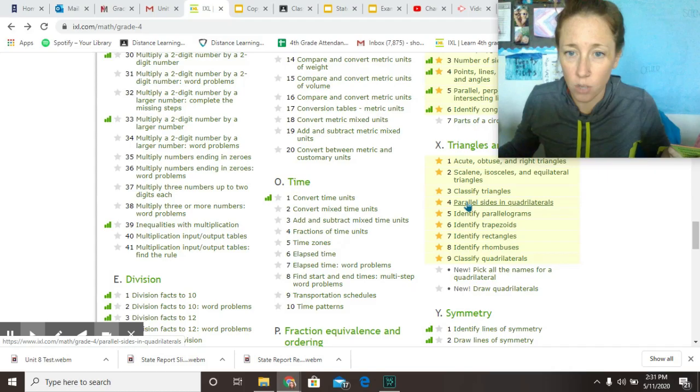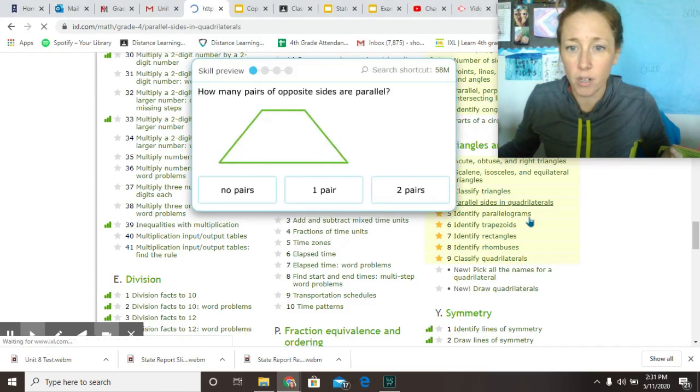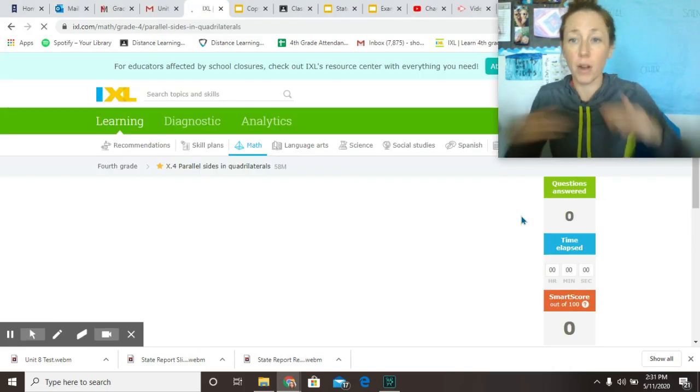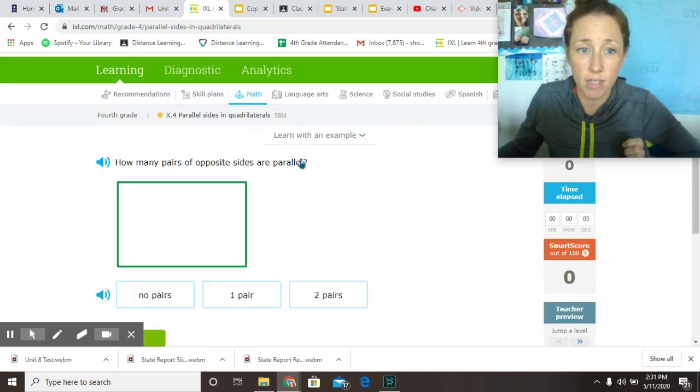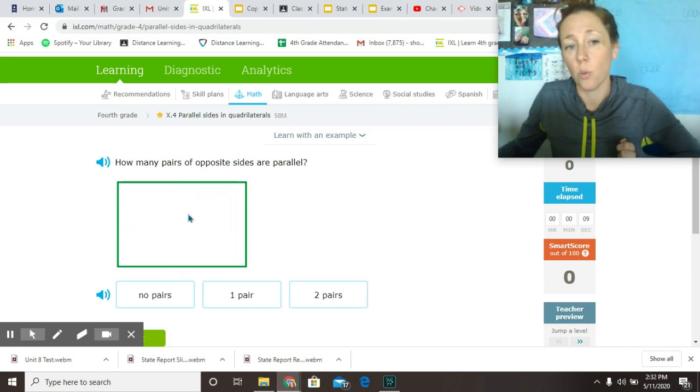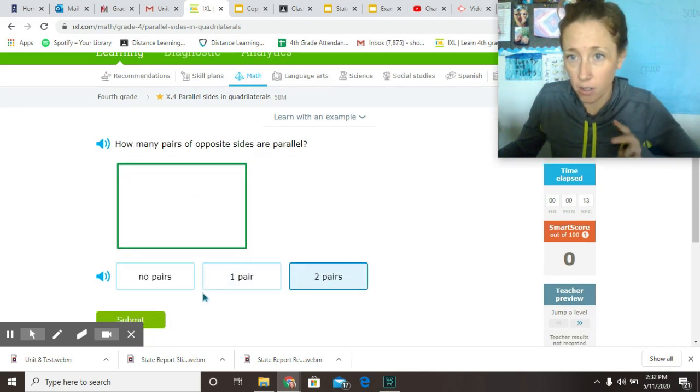So first, let's just start with X4, parallel sides and quadrilaterals. Remember, parallel lines never run into each other. So if I look at how many pairs of opposite sides are parallel, well, these are opposite sides. These are opposite sides. So it has 1 pair here and 1 pair here. So it has 2 pairs of parallel sides.